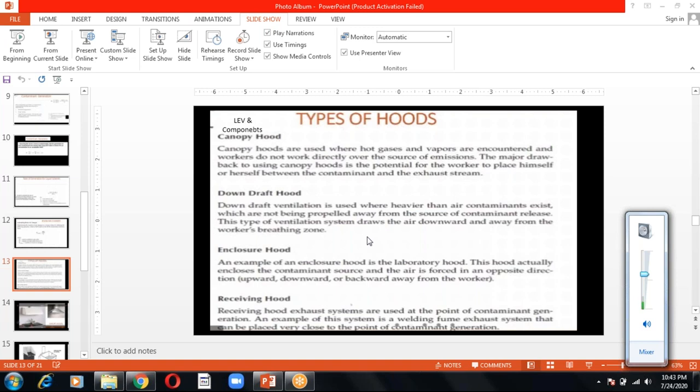Its answer is C, I think. Because the contaminant will go through the breathing zone, since the person has to put himself in between the contamination and this canopy hood. Yeah, exactly.